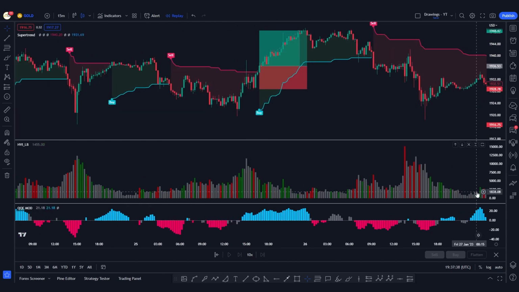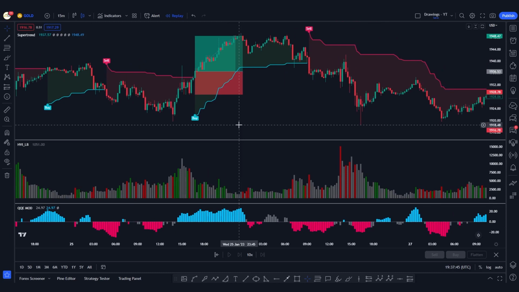So this is how you can use the Supertrend indicator, and how you can use this volume indicator and QQE mod indicator in order to take very good long and short positions.